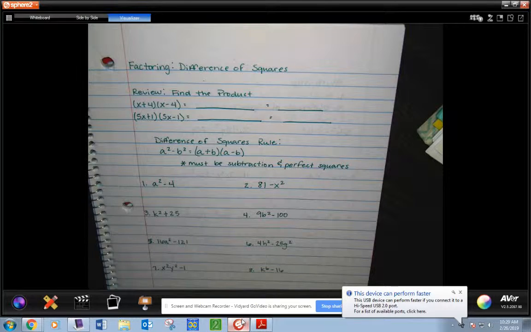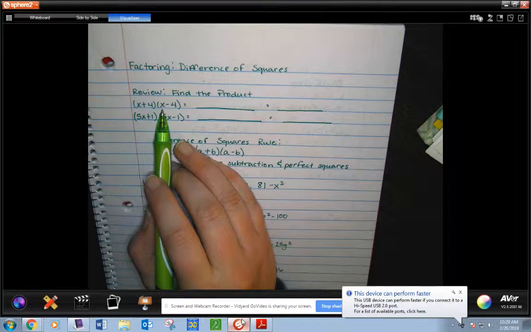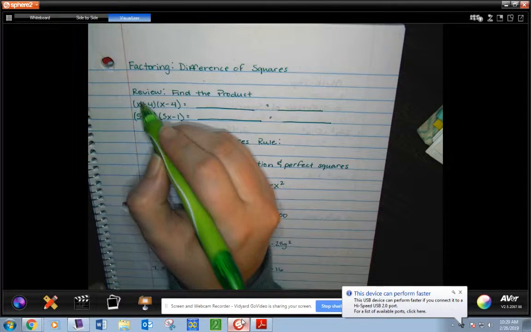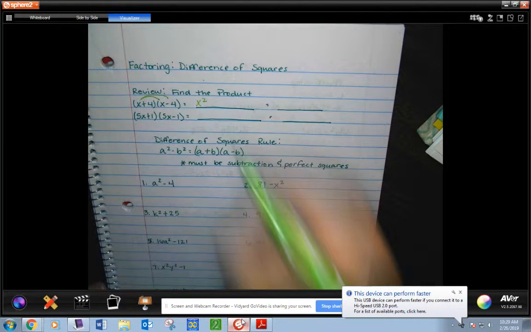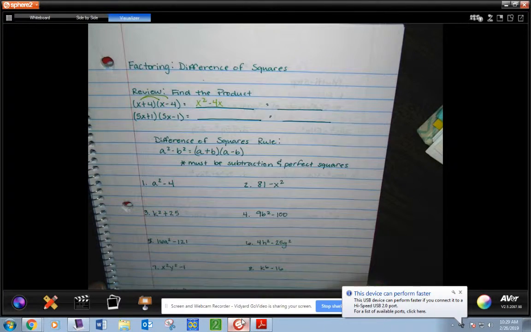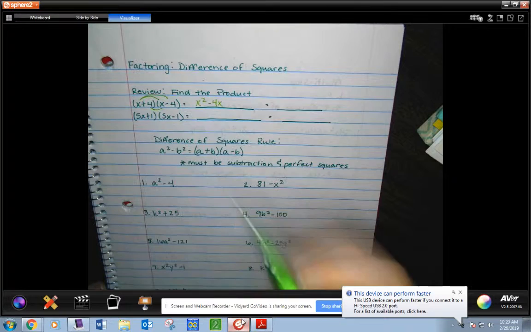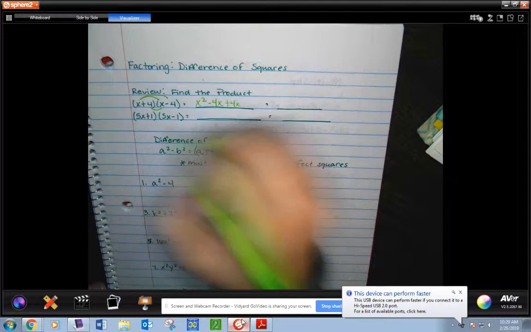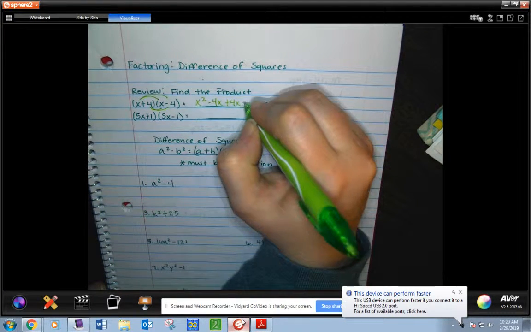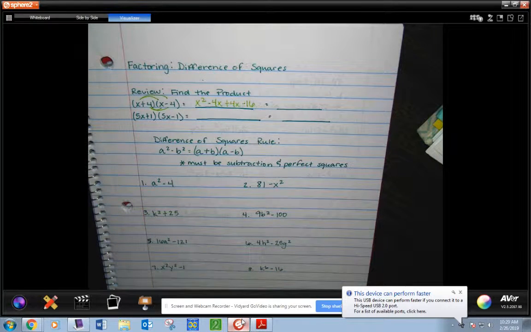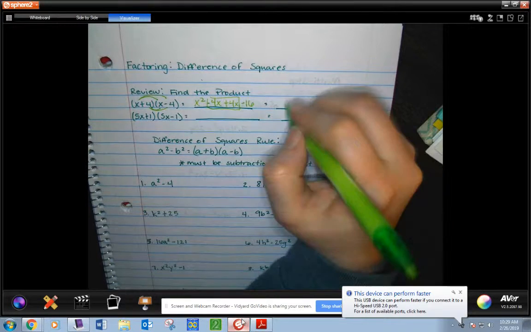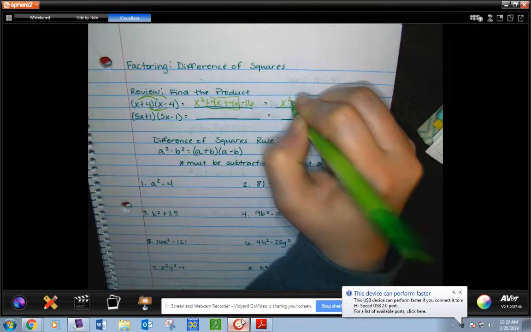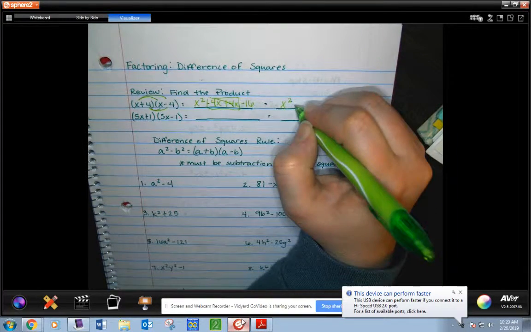on multiplication. Okay, so when I have x plus 4 times x minus 4, we're going to double distribute. X times x is x squared, and x times negative 4 is negative 4x. And then 4 times x is a positive 4x, and 4 times negative 4 is a negative 16. Now we're going to combine like terms, which means these two middle terms will go together. So I'm going to get an x squared. Those cancel each other, minus 16.